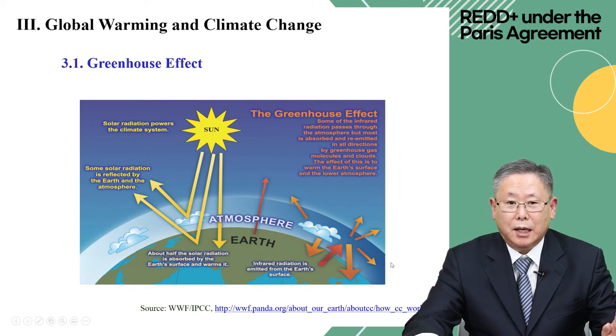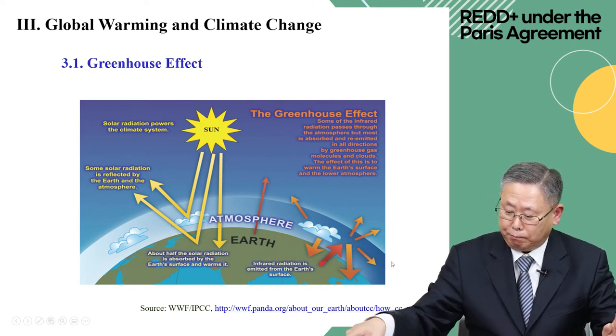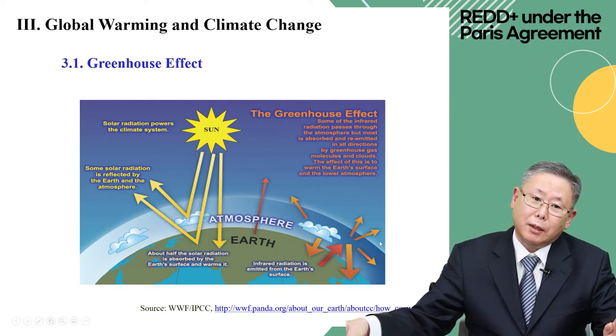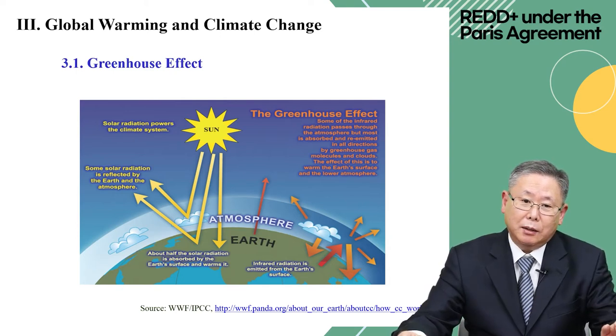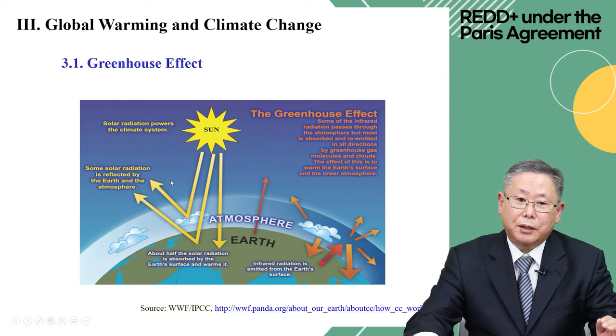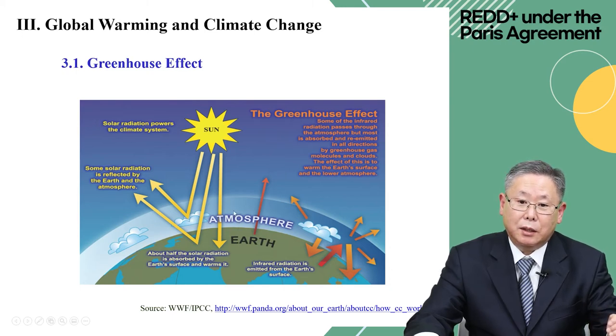You already know the greenhouse effect. So solar radiation powers the climate. The sunlight comes from the sun. And some solar radiation is reflected by the Earth into the atmosphere. But because of the CO2, it stays here in the atmosphere. It prevented the free flow of this solar radiation.